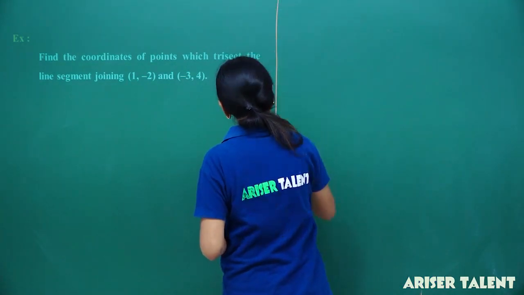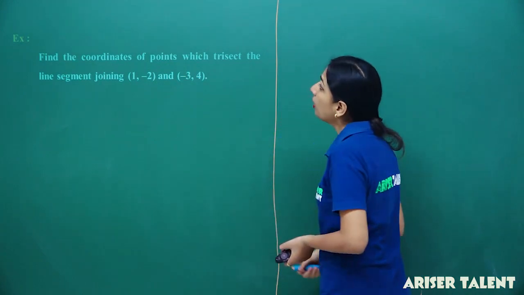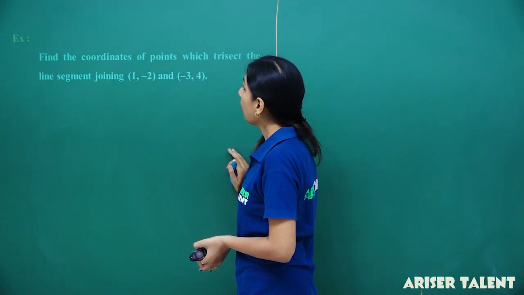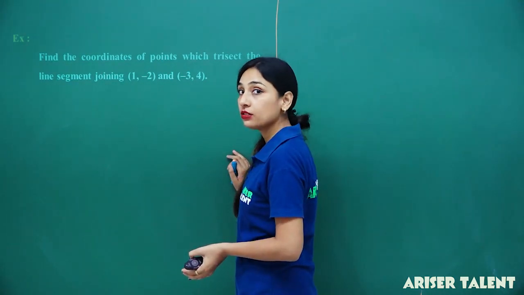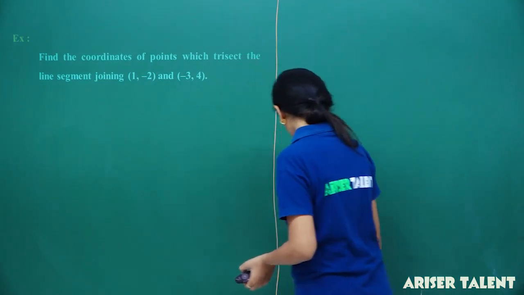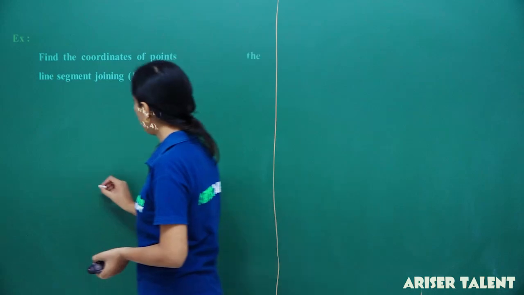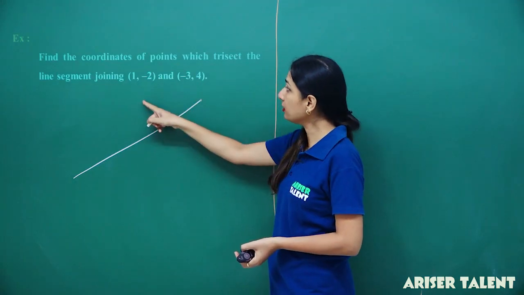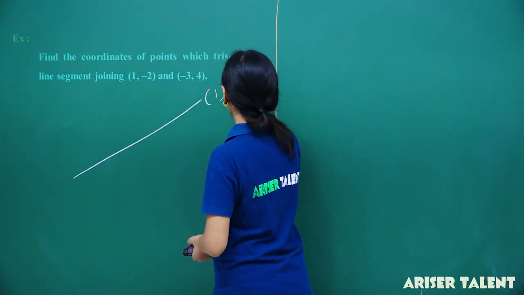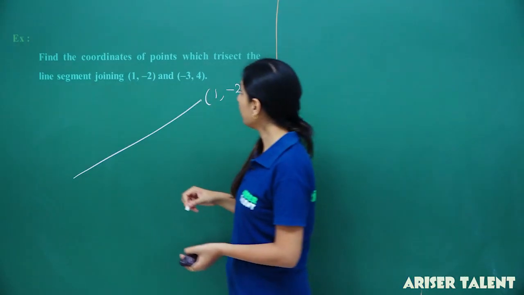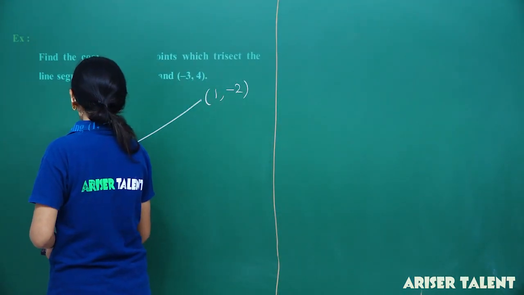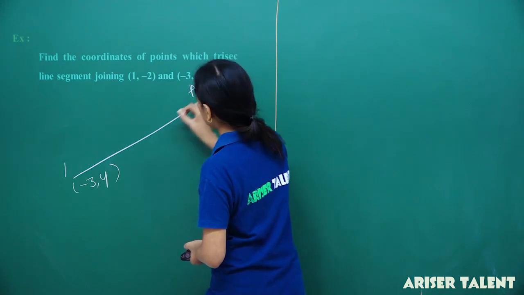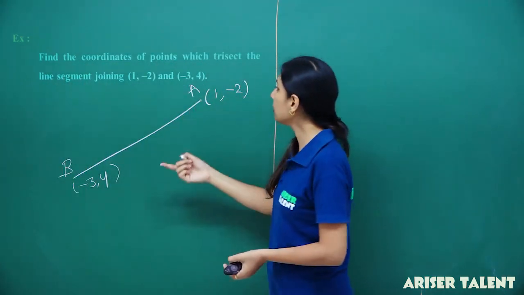Should I divide this board? Okay, I'll do that. Now, find the coordinates of the points which trisect the line segment joining (1, minus 2) and (minus 3, 4). So, we have these two points, 1, minus 2, okay, and minus 3 and 4. Let's say this is point A and this is point B.